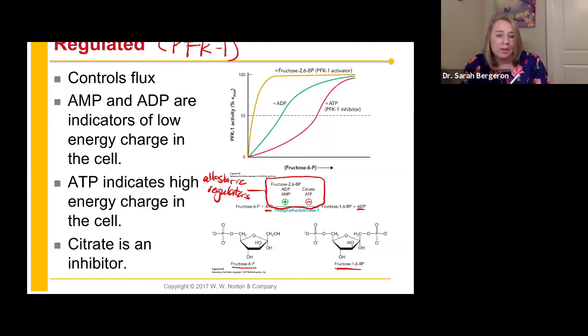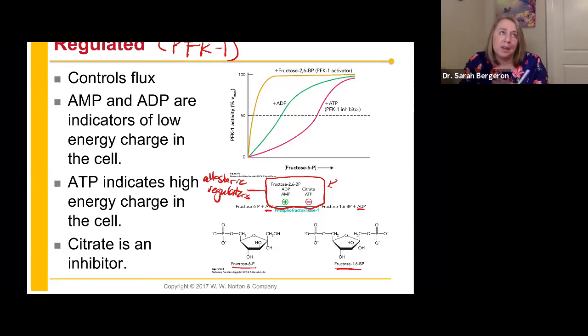Now, on the other hand, what are your negative inhibitors? Your negative inhibitors are ATP and citrate. So ATP is a high energy charge in the cell, right? So you've made a lot of ATP. You don't need to make any more, right? We're not going to waste it. Maybe we're going to go and use that glucose for other things. And I'll show you at the end of next section what some other things are that you use it for. And then citrate.